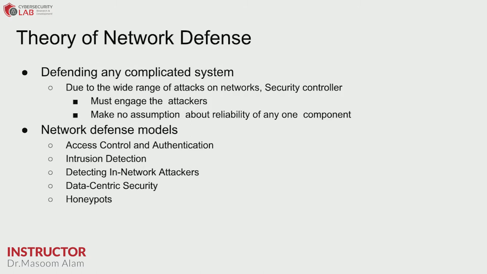Now, when we look at network security, it is very important to also understand the theory of network defense. Defending any complicated system is very complex. So we need to engage the attackers which are lying or running on the network, and we should not make any assumption about the reliability of any one of the components. There are multiple components of network security. So we have access control and authentication, we have intrusion detection, we also have to work on the detection of in-network attackers, and we also have to look at data-centric security, and we also need to have a few decoys in the network which will provide an insider attacker view to the network security specialist.